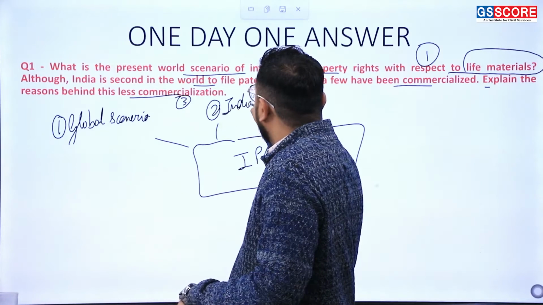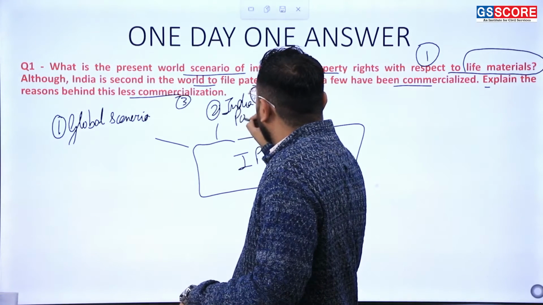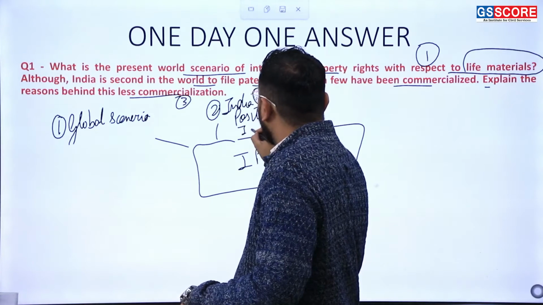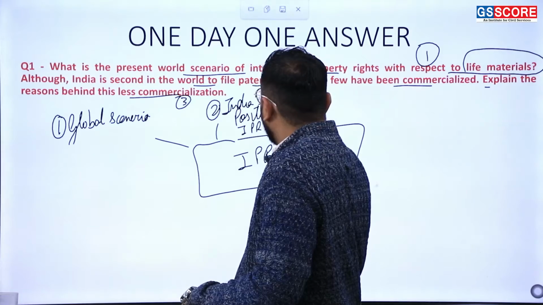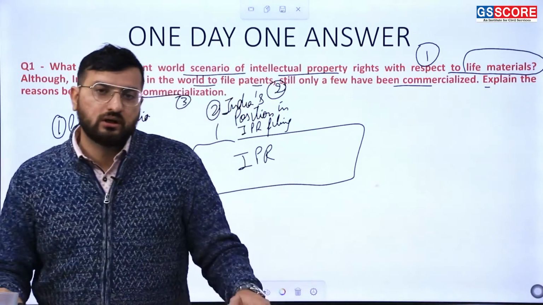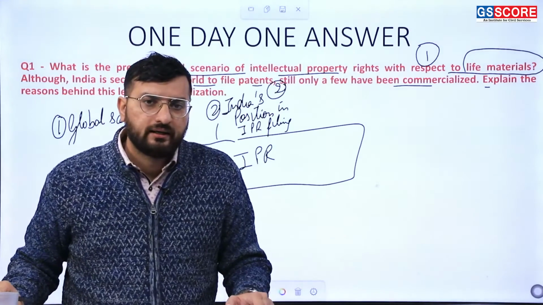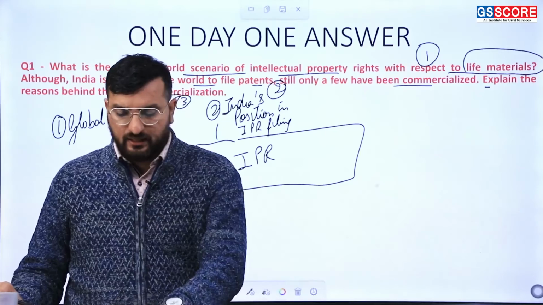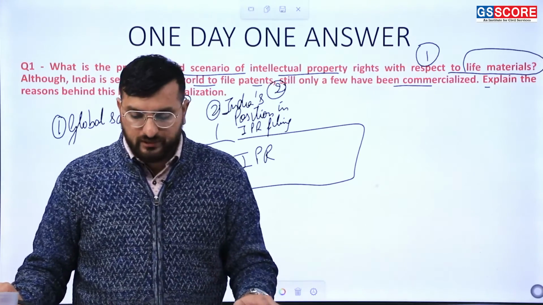Second part is India's position in IPR filing. As we have already seen, according to the WIPO report, India has filed roughly more than 23,000 patents, and still we are not able to commercialize.